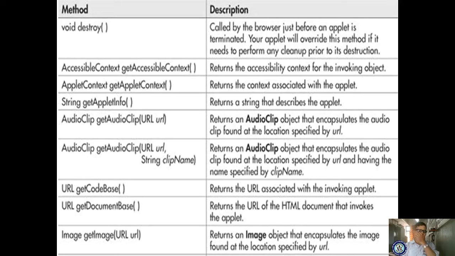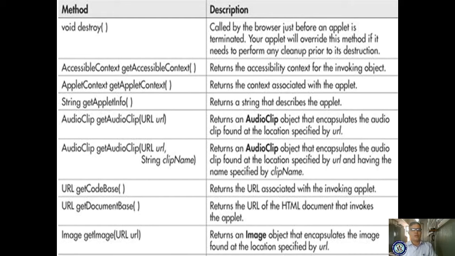Destructor means whatever space, objects, fonts, sizes and colors were used by your applet can be destroyed. Next one is getAccessibleContext. It returns the accessibility context for the invoking object. Whatever context you have provided for your applet, context meaning descriptions, if you want to access those descriptions, then you use the getAccessibleContext method.